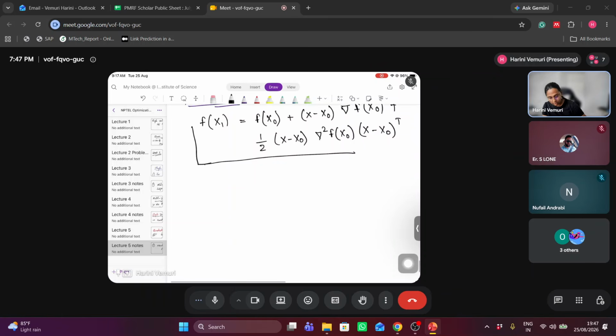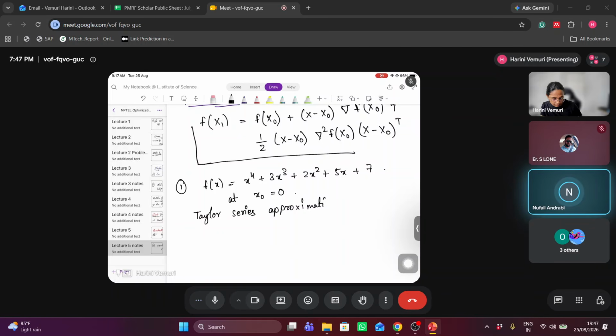So let's solve problems related to this topic. We have a function f of x equal to x power 4 plus 3x cube plus 2x square plus 5x plus 7. Okay. At x naught equal to 0, give me the Taylor series approximation of this function. This is single variable. Okay.